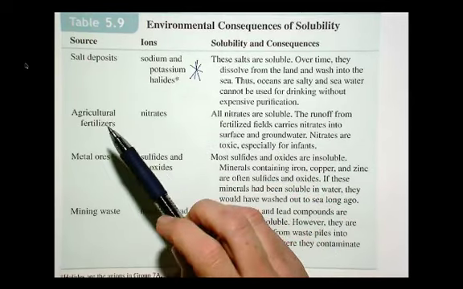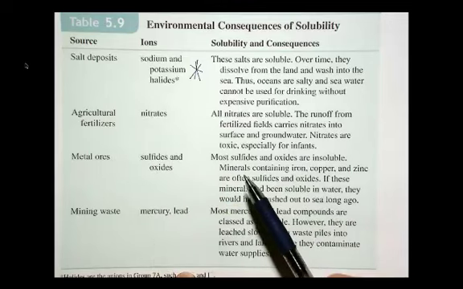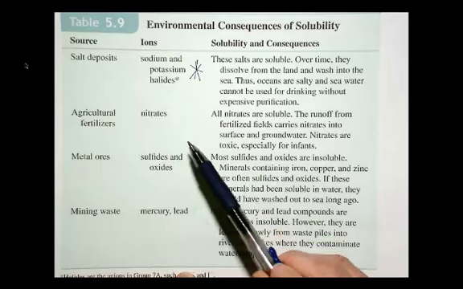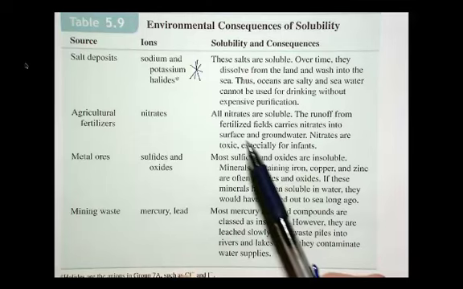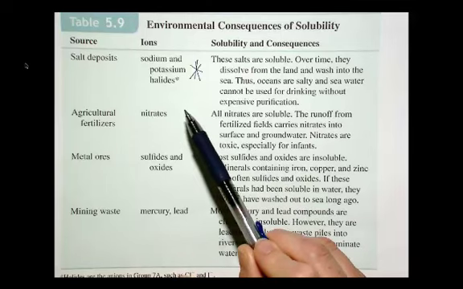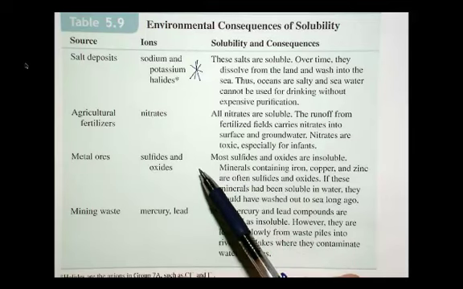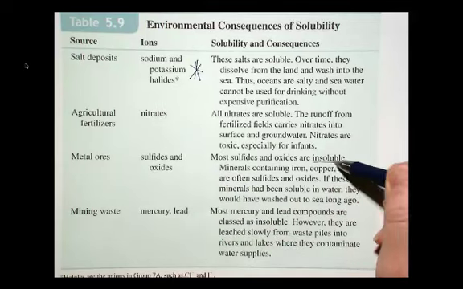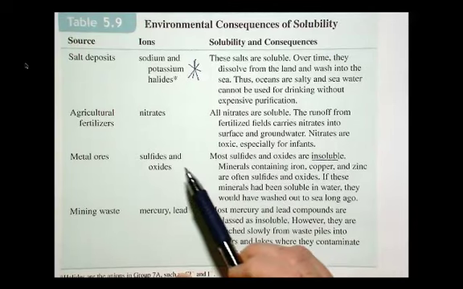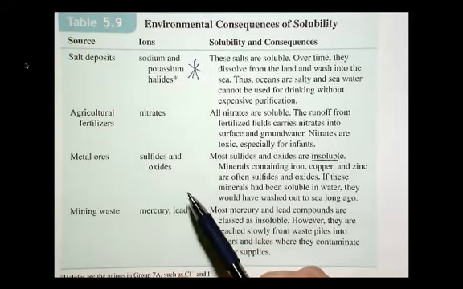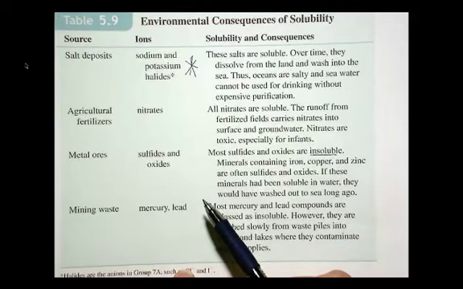And then other sources for other salts: nitrates are soluble, and so that can be dangerous if there's too much fertilizer draining into the waterways. Metal ores are typically insoluble, which is why we still have a lot of metal ores in the Earth's crust, because over time they have not dissolved very easily in water.